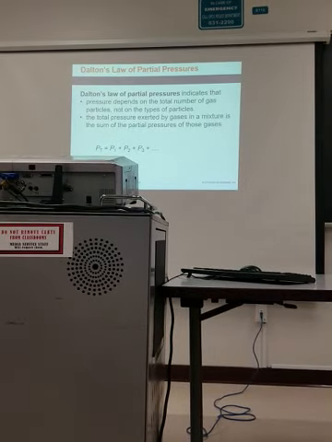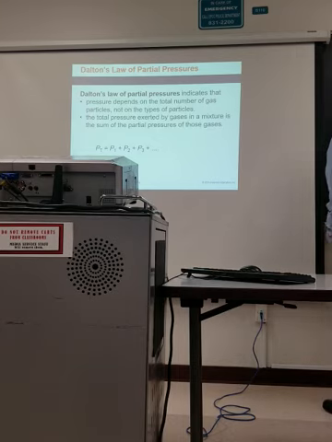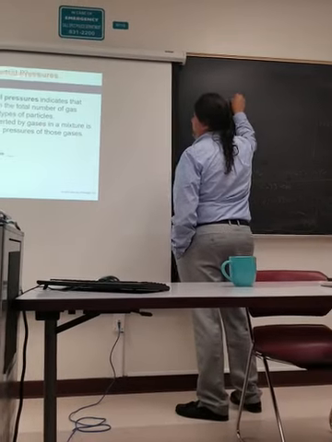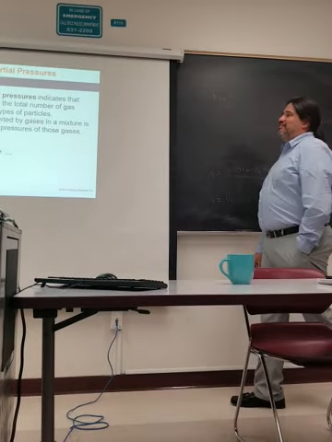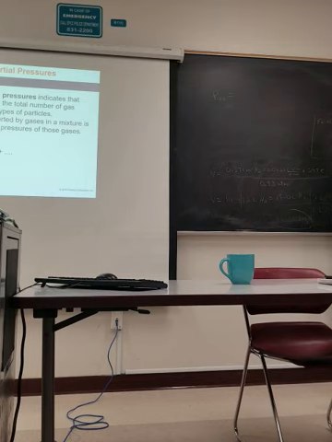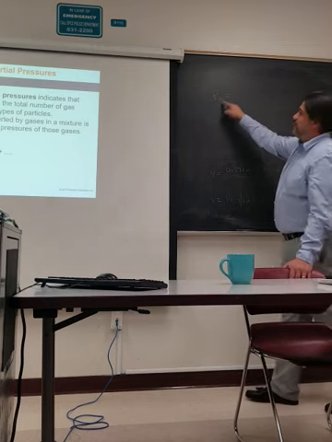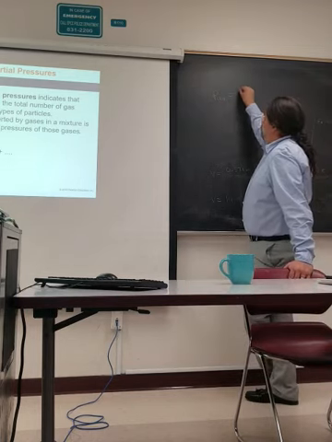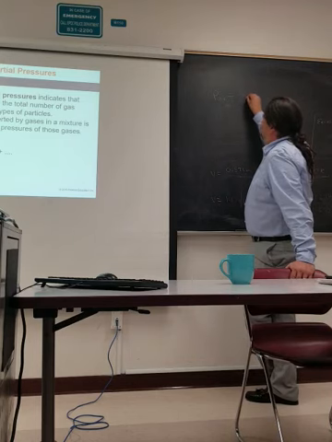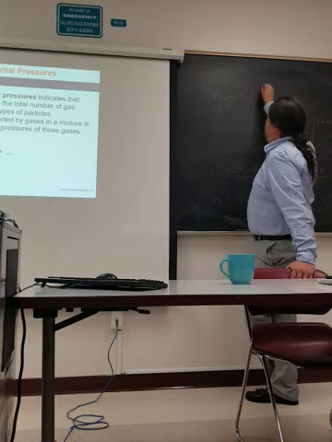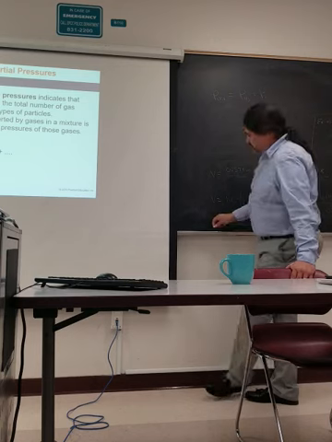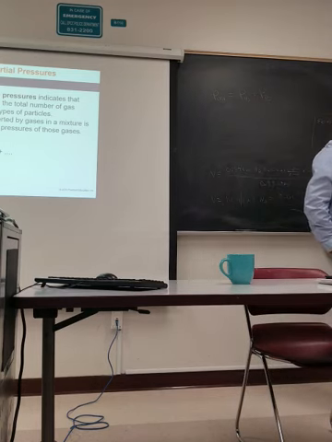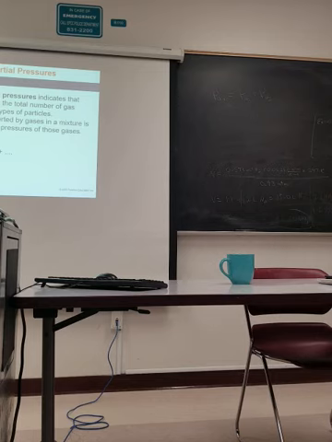Dalton's law of partial pressures indicates that pressure depends on the total number of gas particles, but not the type of particles. The total pressure exerted by gases in a mixture is the sum of the partial pressures of those gases. If we take air as an example of a mixture, air is made up of mostly nitrogen and oxygen. So the total pressure of air is the sum of the partial pressure of nitrogen plus the partial pressure of oxygen.